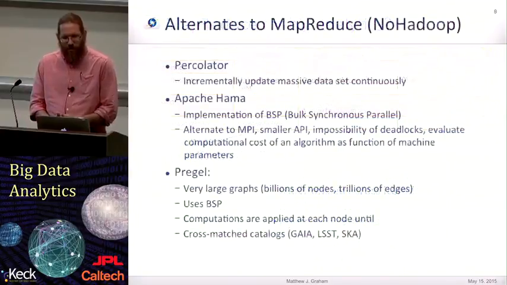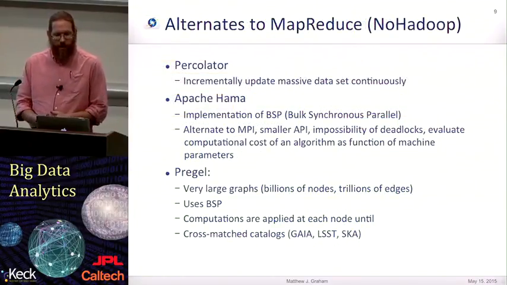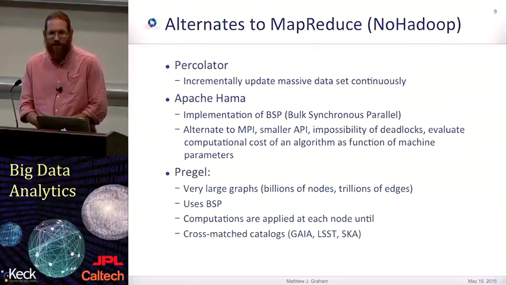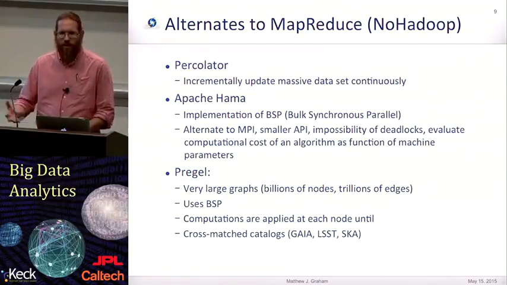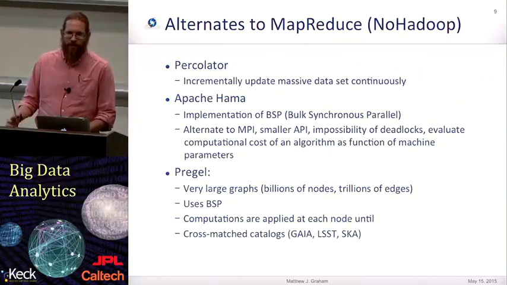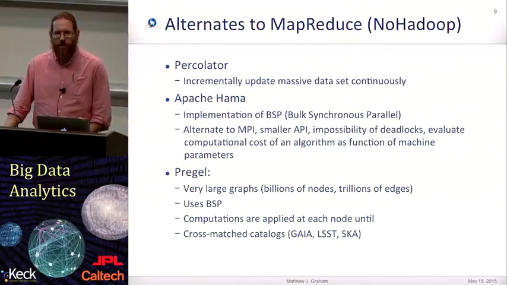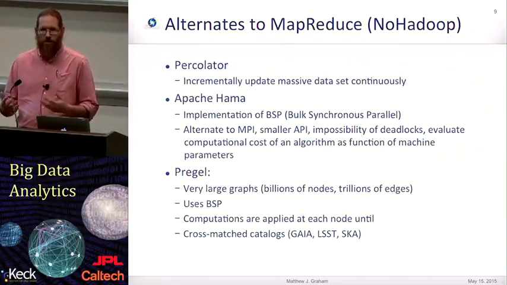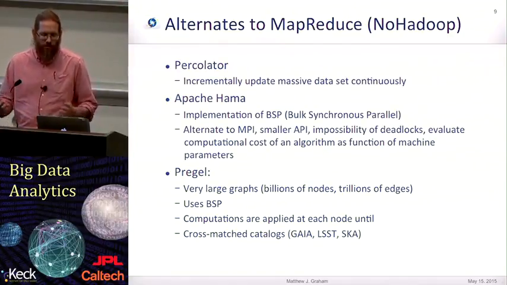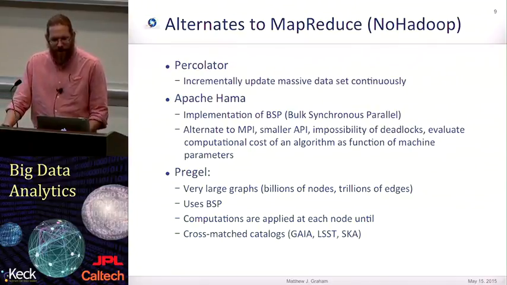Alternatives to MapReduce include the so-called no-Hadoop school, which came around a few years ago because people were a little tired of MapReduce being said to be the solution for all big data problems. There's a project called Percolator, which came out of Google, and the idea is that it allows you to incrementally update massive data sets continuously, working in that sort of streaming fashion, and it provides an infrastructure for working with that sort of data set, more so than a very static one. So it's aimed very much at web-scale things where you've got constant feeds of Twitter tweets or Facebook updates or whatever coming in.